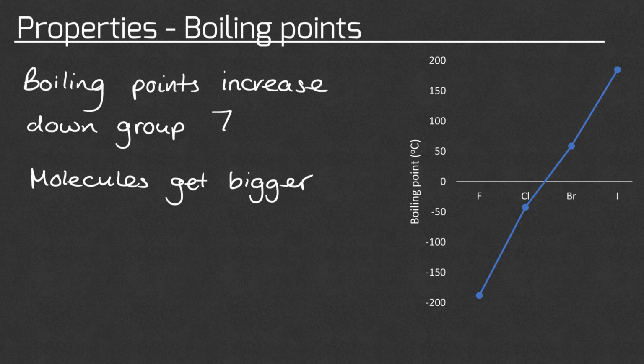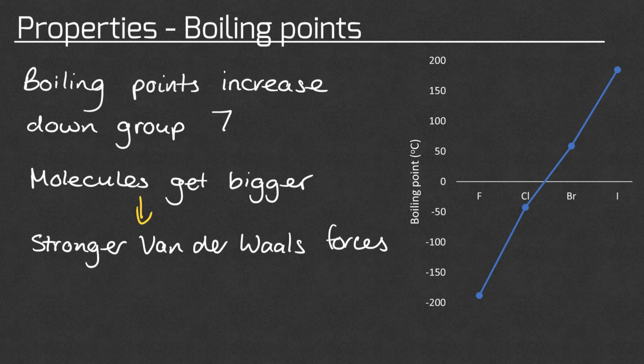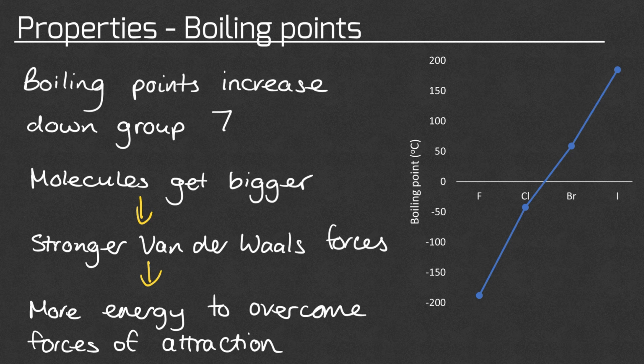And this is because as you go down group 7, the molecules get bigger, they've got more shells of electrons. As the molecules get bigger, you can have stronger van der Waals forces between those molecules. Therefore, more energy is required to overcome those slightly stronger forces of attraction, so the boiling points will increase.